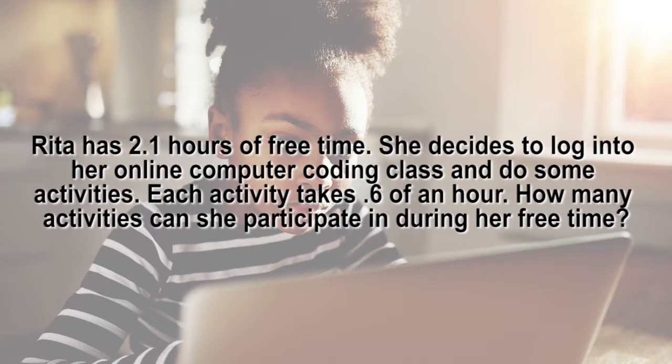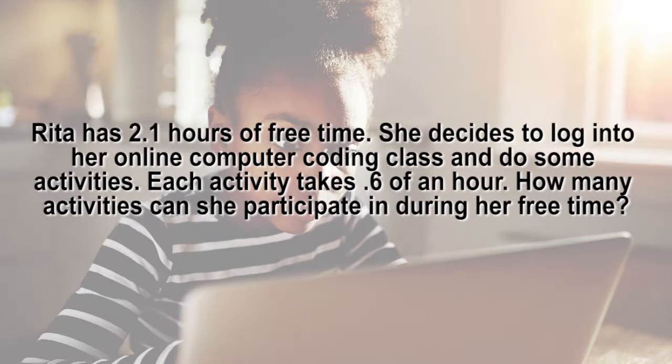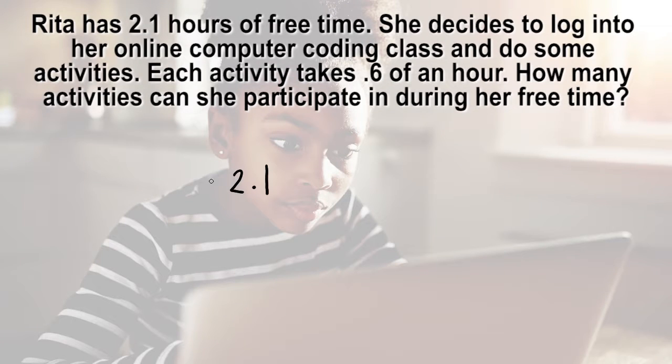Let's try another problem. Rita has 2 1/10 hours of free time. She decides to log into her online computer coding class and do some activities. Each activity takes 6/10 of an hour. How many activities can she participate in during her free time? The division problem is written as 2 1/10 divided by 6/10. Start by moving the decimal one place value to the right. So now the division problem is viewed in terms of tenths. 21/10 divided by 6/10, which equals 21 divided by 6. Now that there is no decimal to deal with, the long division standard algorithm can be used.